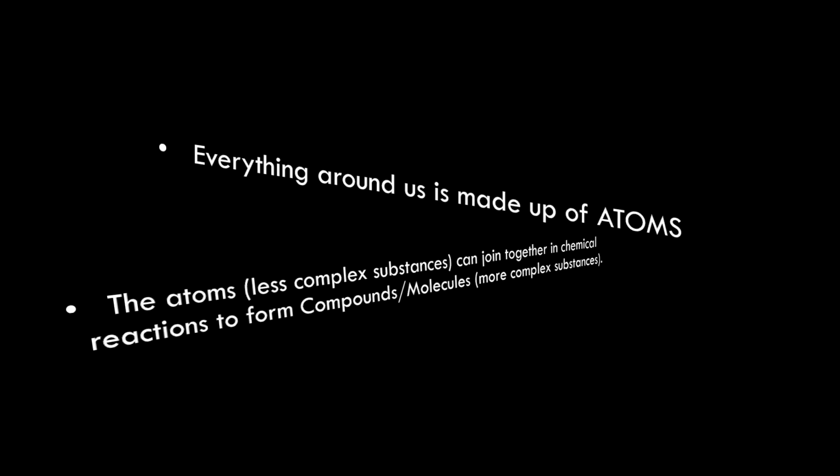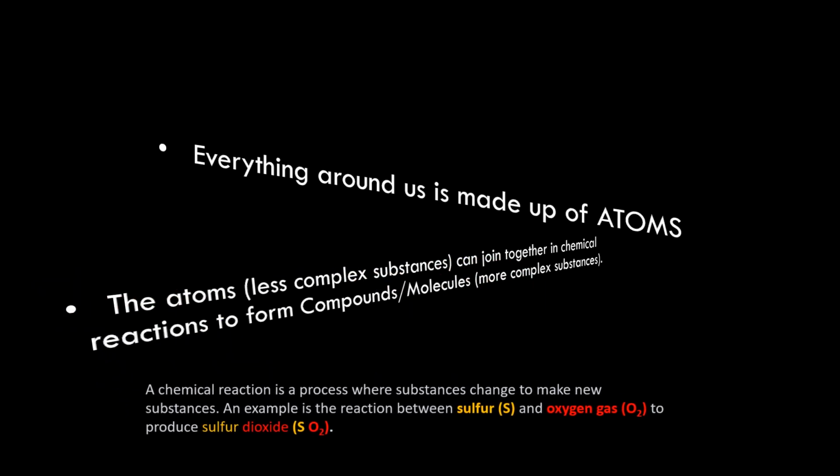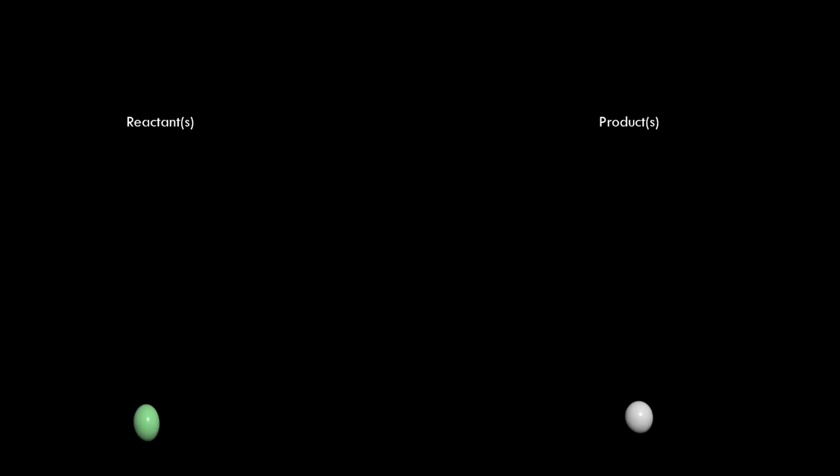Now from this, we can define a chemical reaction as a process where a substance changes to make new substances. Now remember, the new substances that are formed from a chemical reaction should have different properties from the constituent substances. So an example we can look at is the reaction of sulfur and oxygen gas to produce sulfur dioxide. Chemical reactions can be represented in a chemical equation.